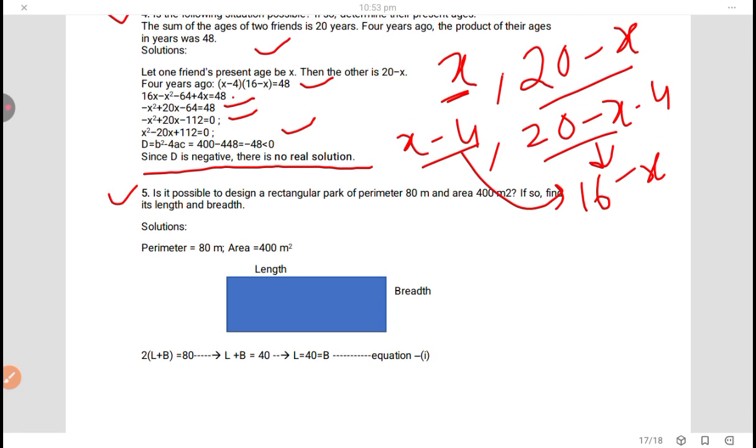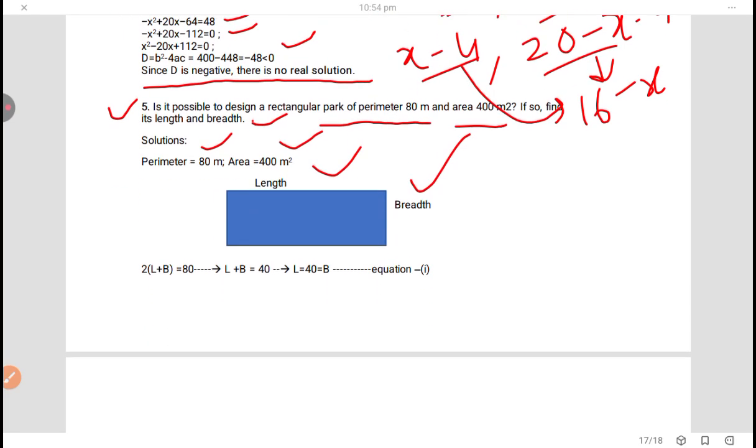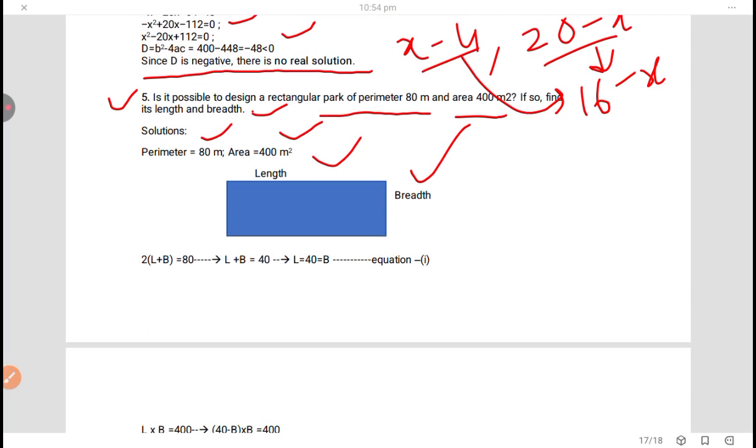And fifth question. Is it possible to design a rectangular park whose perimeter is 80 meter and area is 400 meter square? If so, find the length and breadth. Perimeter is 80 meter, area is 400 meter square. So 2L plus 2B is 80. So L plus B is 40. So L equal to 40 minus B.